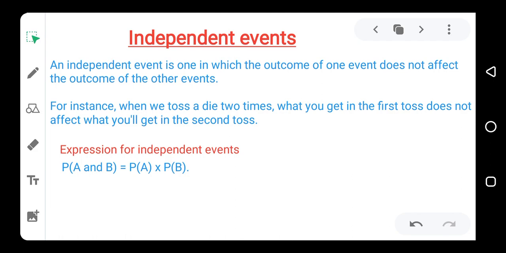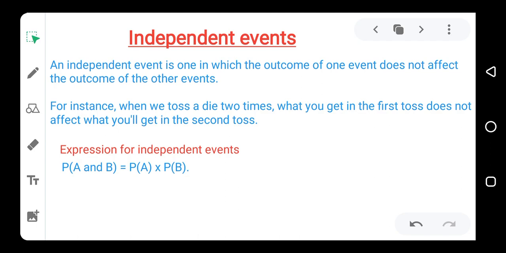For instance, if you are playing a board game, Ludo, and you have five in one toss, you throw your die and you get five. If you throw the die again, the 5 you get in the first one will not affect the result you get in the second one. That is an independent event. When the result you get in the first event does not affect the result you get in the second event, we call it an independent event.